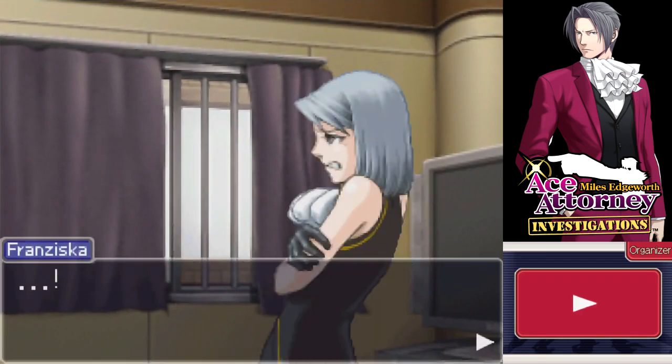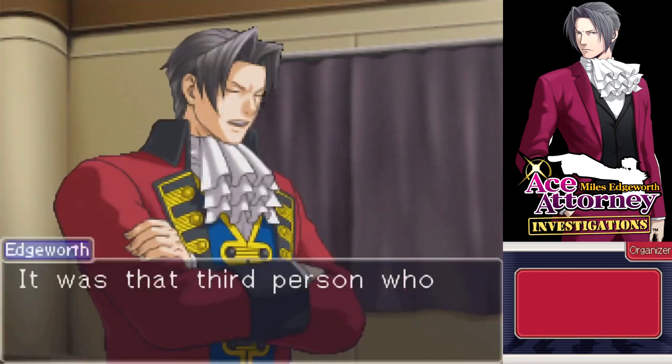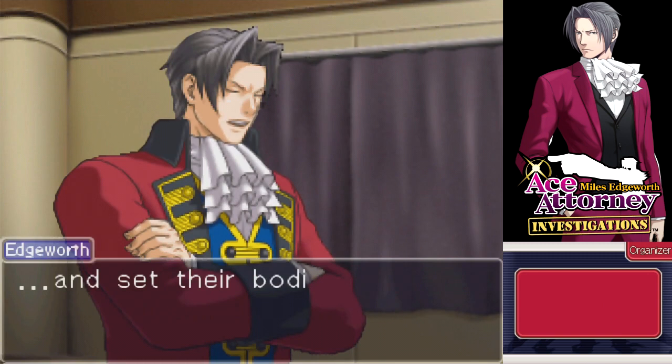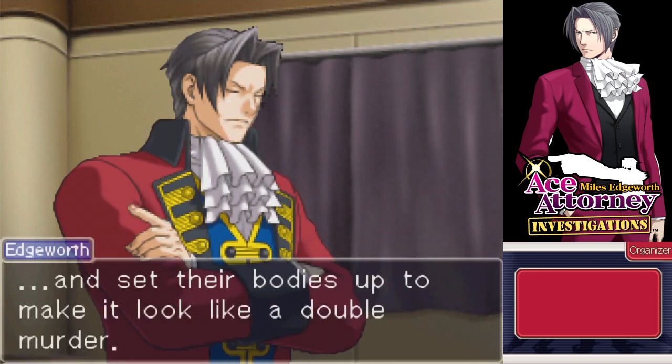It was that third person who killed both Mr. Faraday and Mr. Rell. I don't get how someone can move bodies around to make it look like they killed each other. Like, it's a double murder. I mean, at that point, if you've killed someone and have to cover it up, then you're probably willing to do anything to stop it. True, but still, ugh.